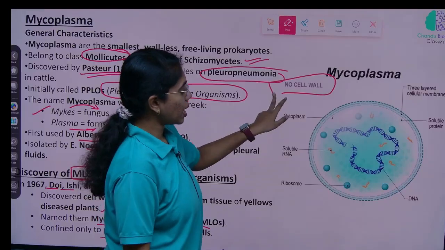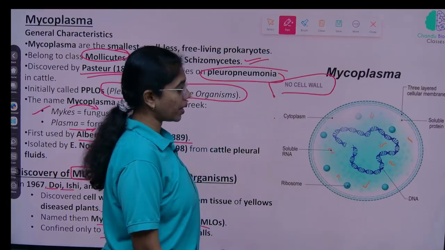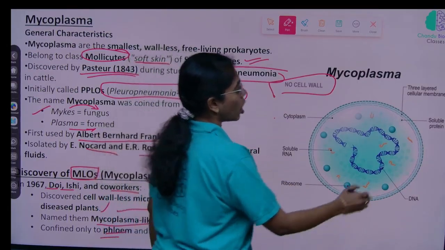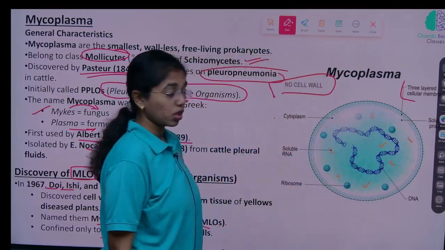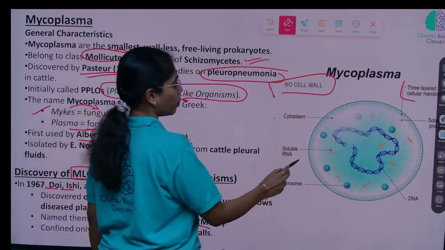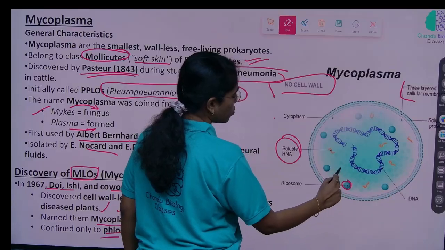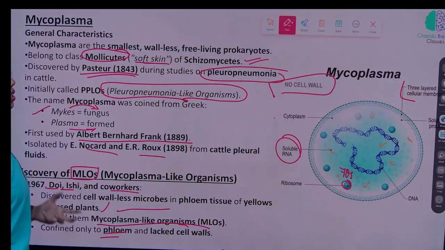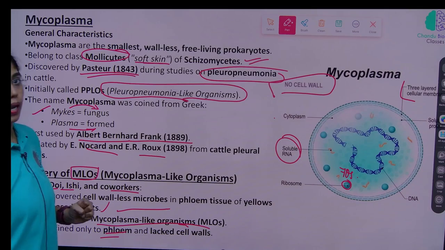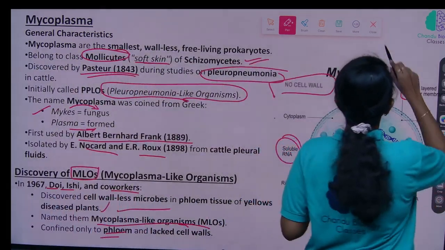Mycoplasma without any cell wall, and DNA double stranded, linear or circular. They have soluble proteins and they have 3 layered cell membranes. Soluble RNA is also present here, and ribosomes which are of 70S type. This is the cellular composition of Mycoplasma. Clear?